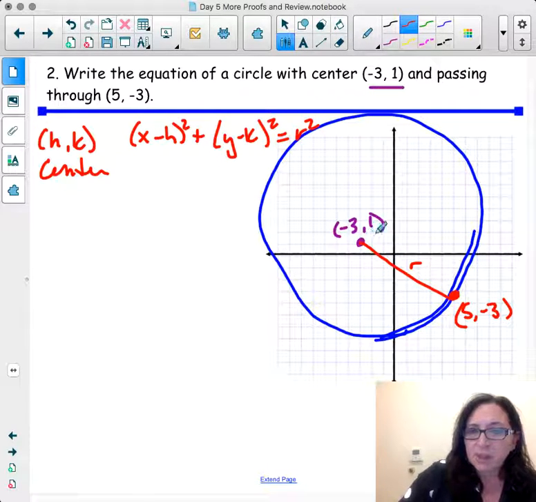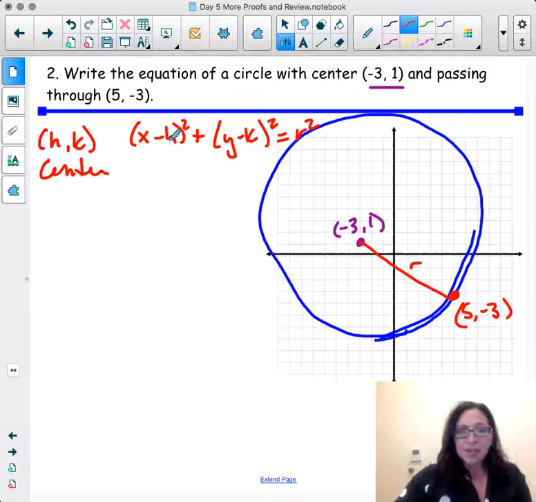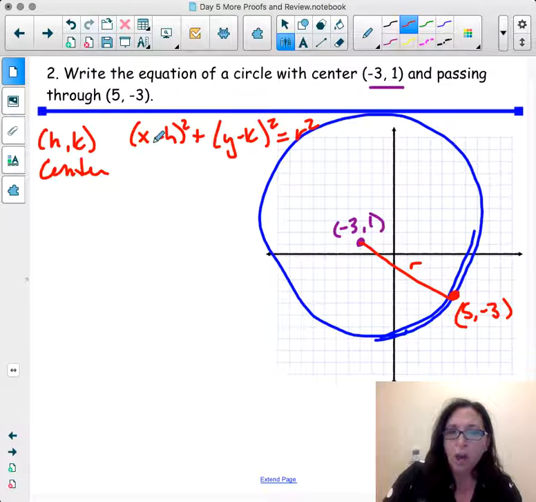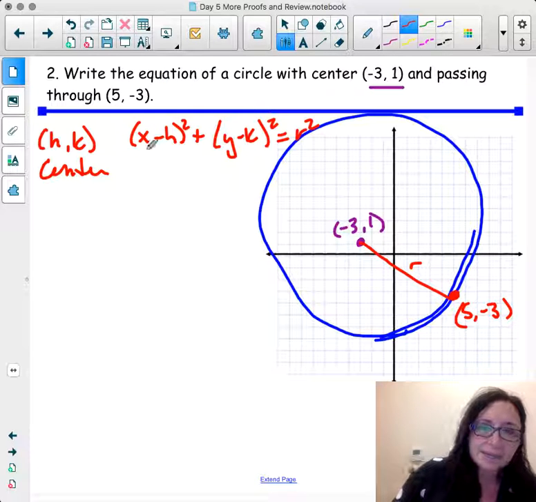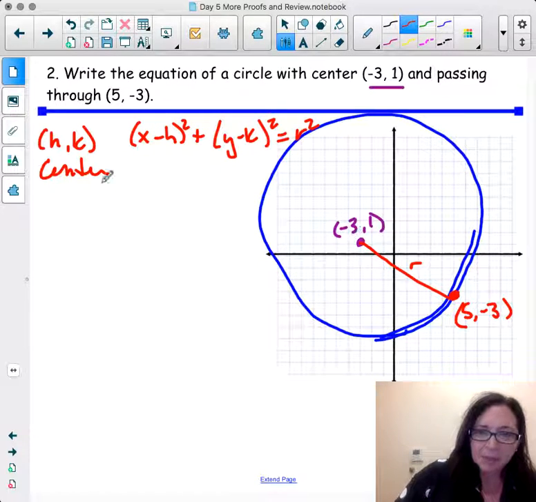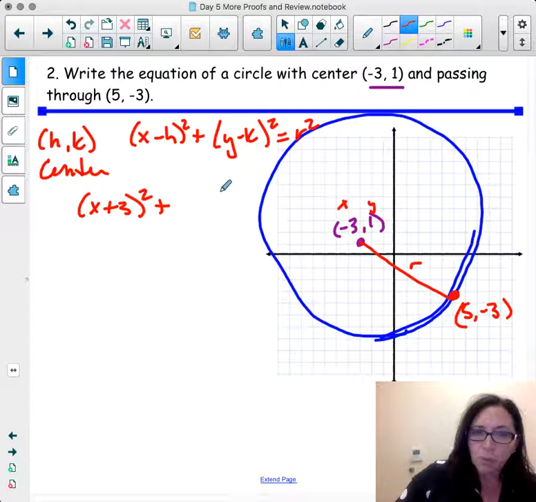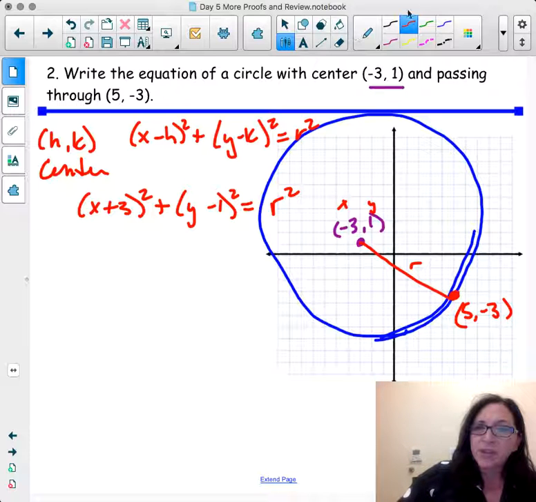So given the point (-3, 1), see this minus sign here? What that does is it's telling me you're finding the opposite. So really, it's going to be x plus 3 quantity squared, plus, there's your y coordinate. That goes with x, that goes with y. Plus y minus 1 quantity squared is equal to my radius squared. I haven't figured out the radius yet, so let's do that next.